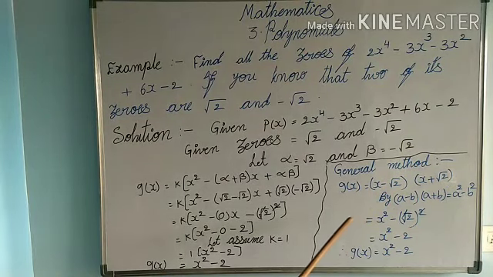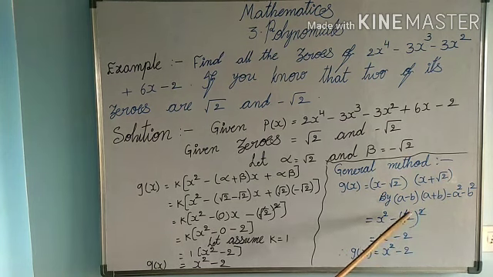You already know how to convert zeros into factors. So for plus root 2 given, we take x minus root 2. Here minus root 2 is given, so x plus root 2. It is the third identity, a minus b into a plus b, which equals a square minus b square. So here a square is x square, minus b square, root 2 whole square.